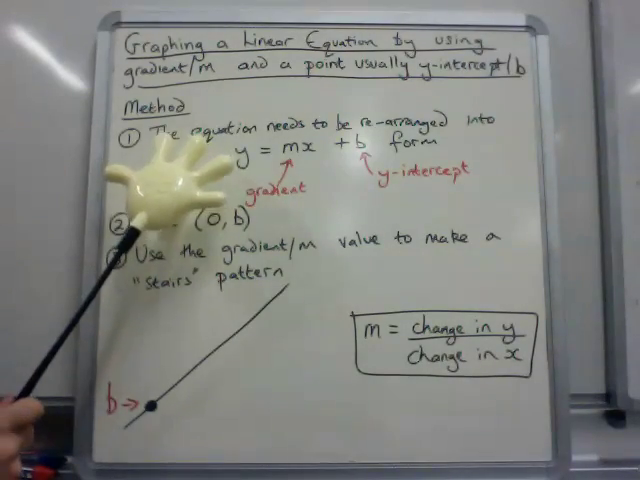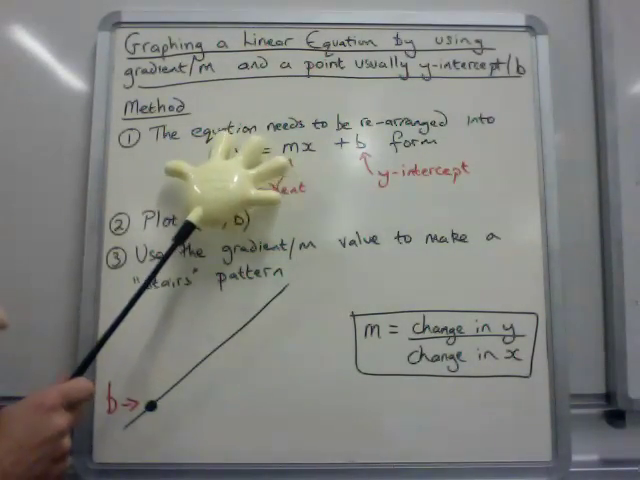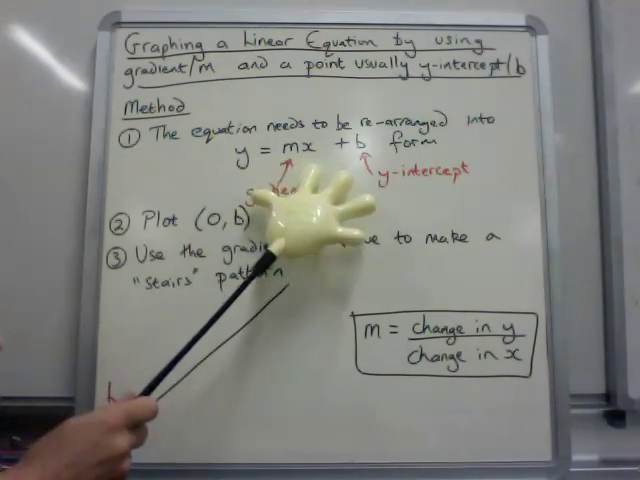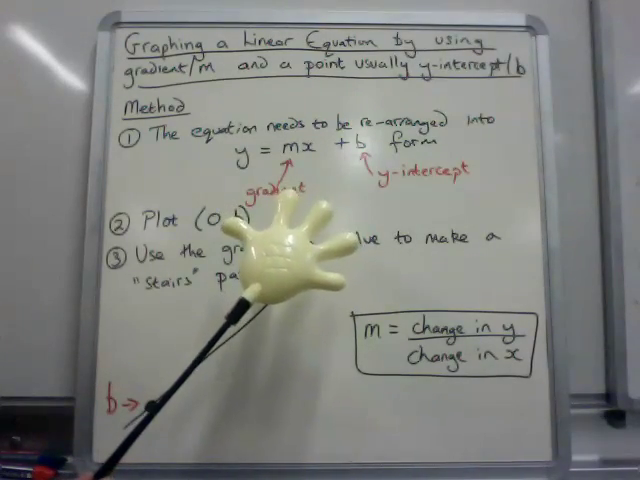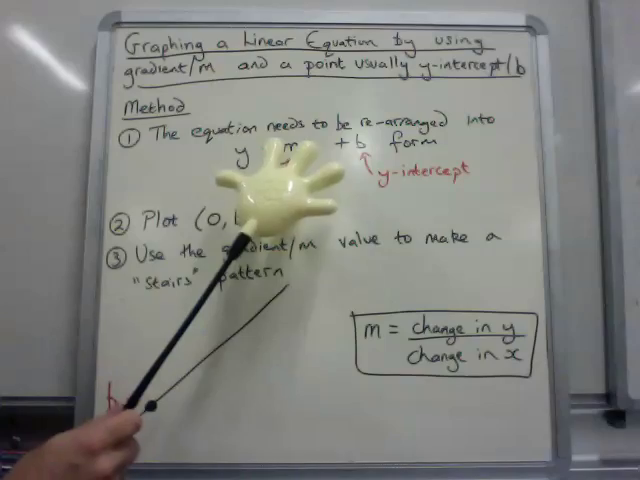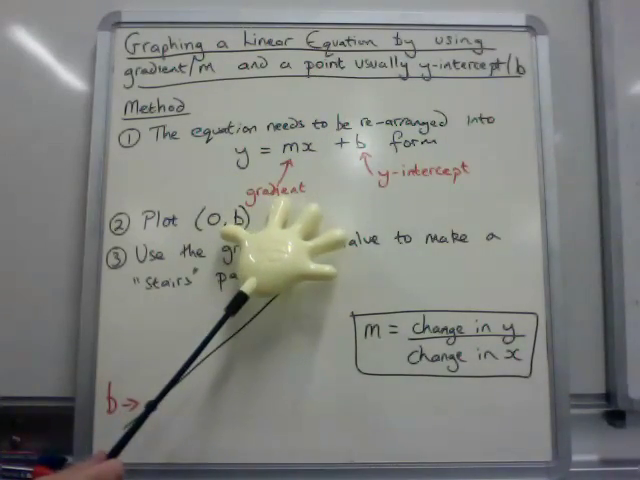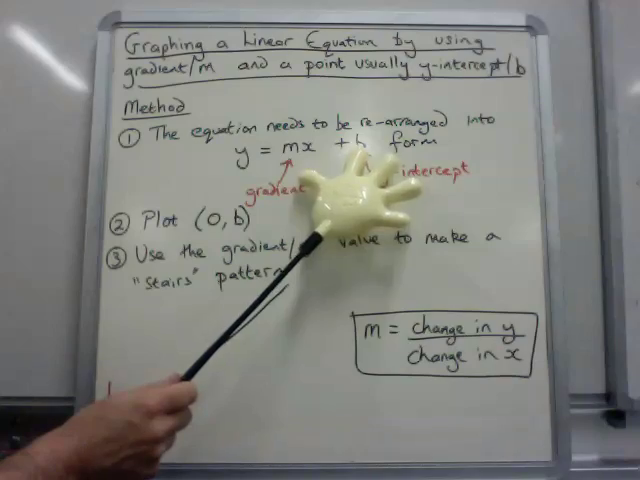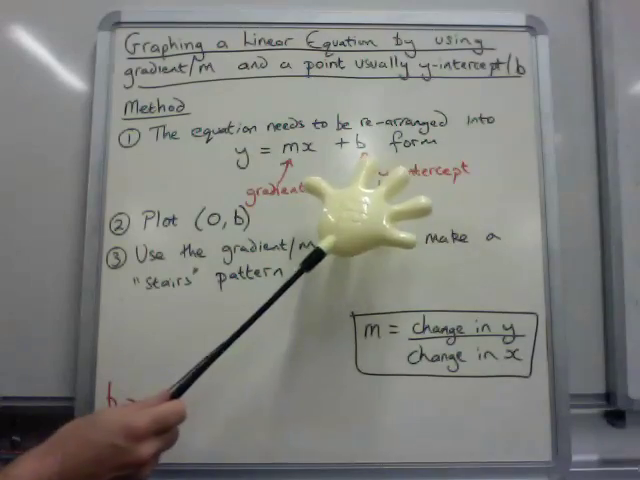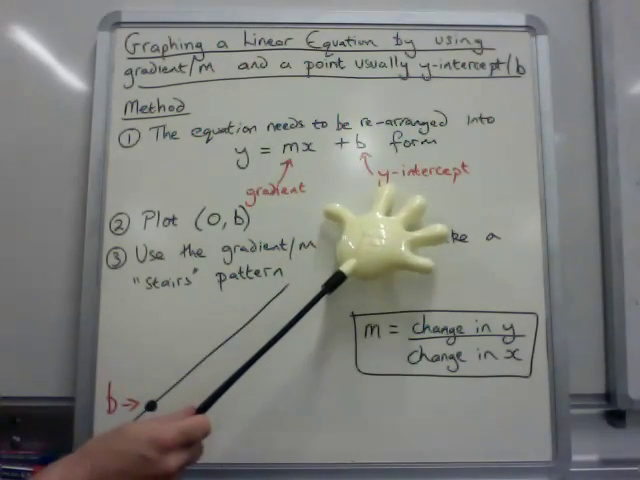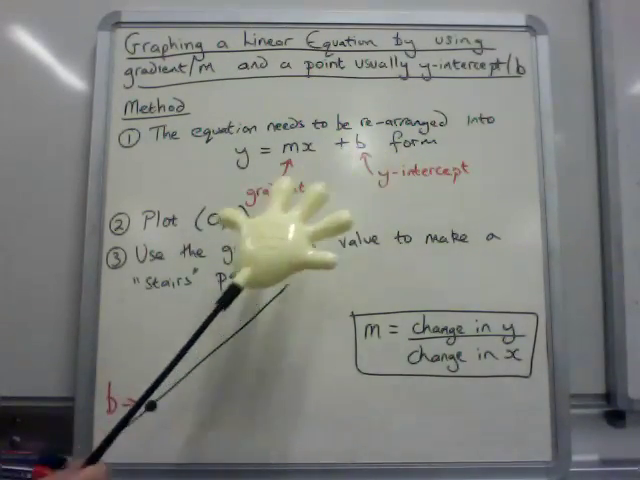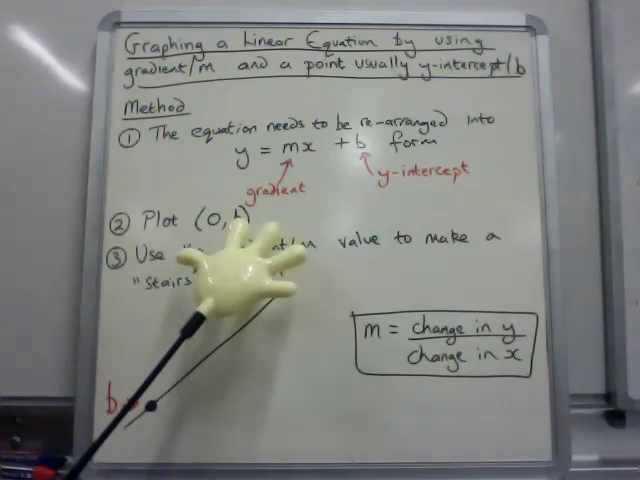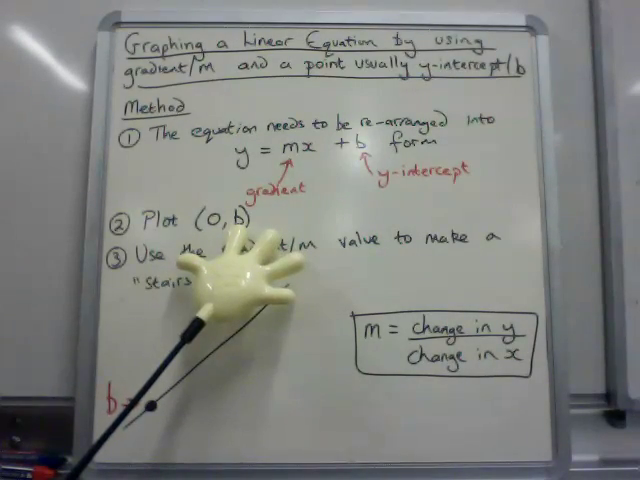So first of all, on the method, you always need to take the equation and put it into this format. If you don't recognize this format, you're skipping videos. You need to go back. You should know that m represents the gradient, and here the b, or if you're non-American, the c, represents the y-intercept, where this straight line is going to cut the y-axis. From here, I can see what the b number is, so I can just plot 0 with whatever the b number is on the graph.